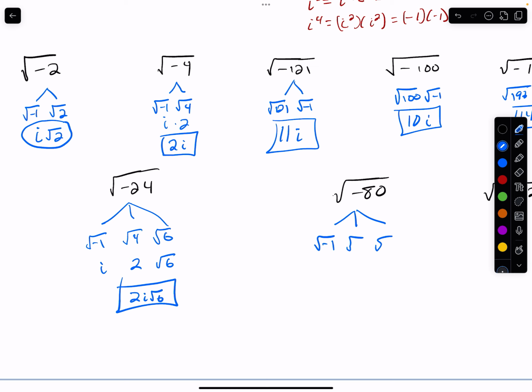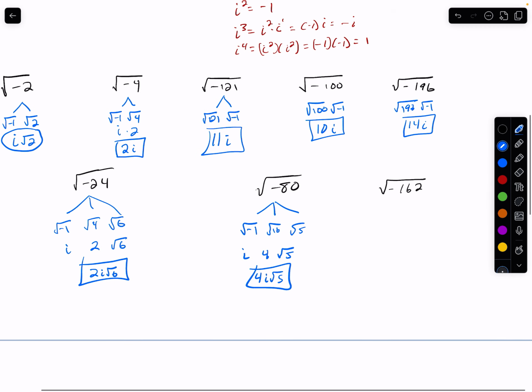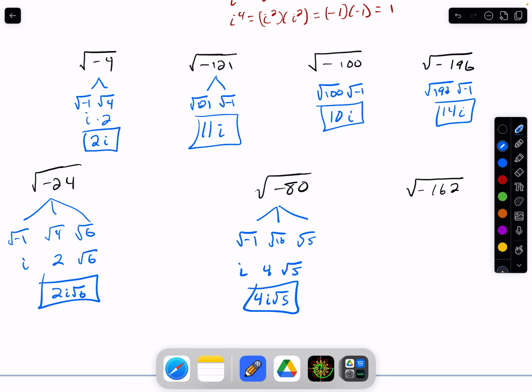So I've got square root of 16 times the square root of 5. I'm just pulling apart that number. So now I've got 4, and I've got radical 5. And then write it 4i radical 5. Okay? One more practice, the square root of negative 162.